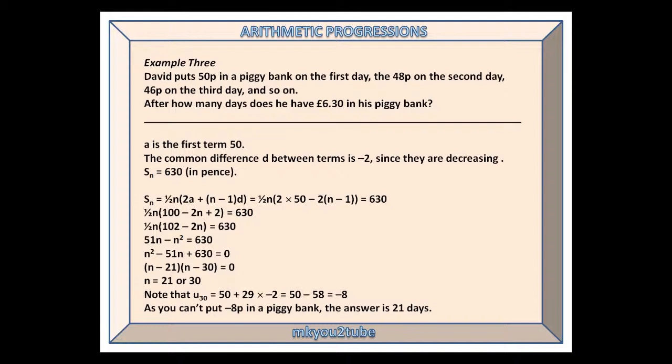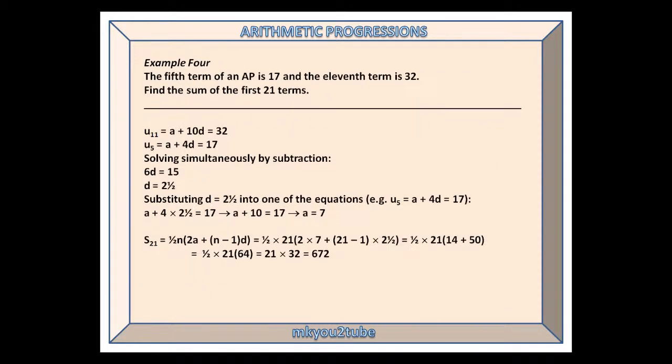If we assume that it is impossible to put a negative amount of money in a piggy bank, then the answer is 21 days. If, however, we interpret a negative answer as removing money from the piggy bank, then there will also be £6.30 in the piggy bank after 30 days.